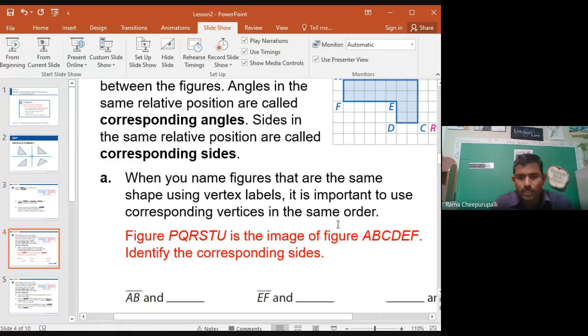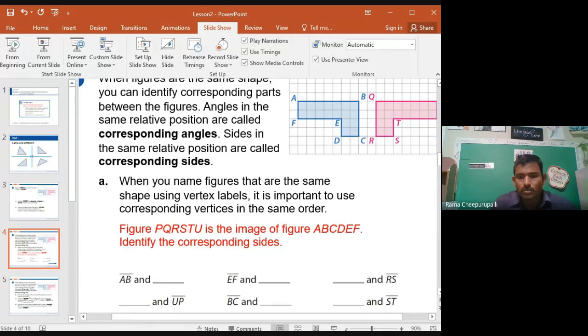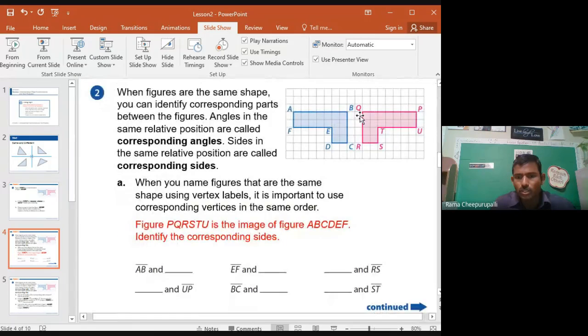So obviously AB is corresponding to, let me make it smaller, this one. So AB is corresponding to QP, that you can see. And just like that, you can answer the rest of them too.